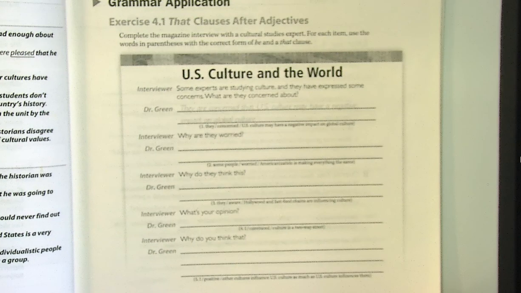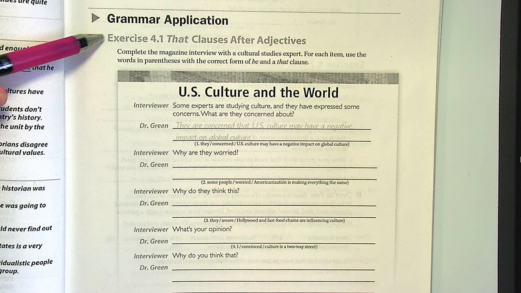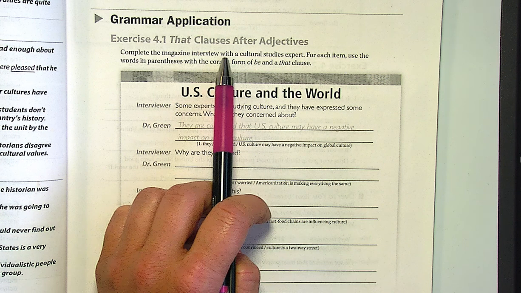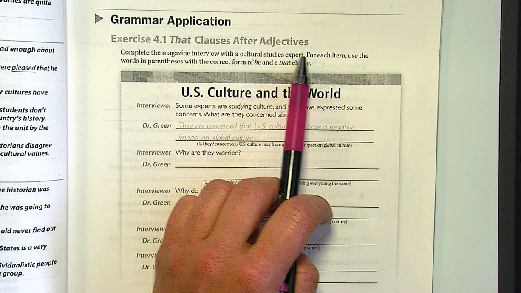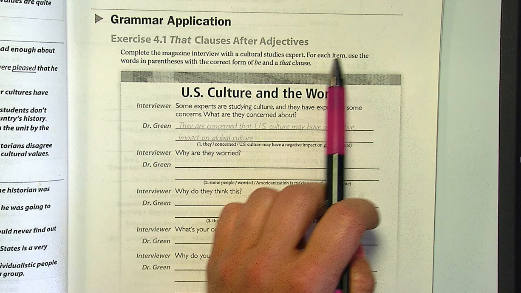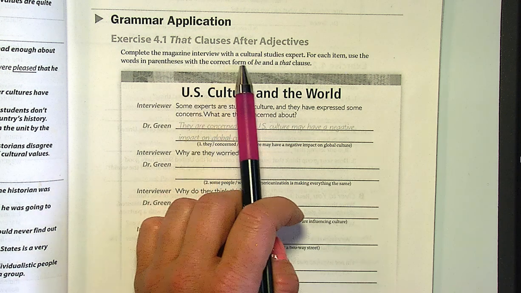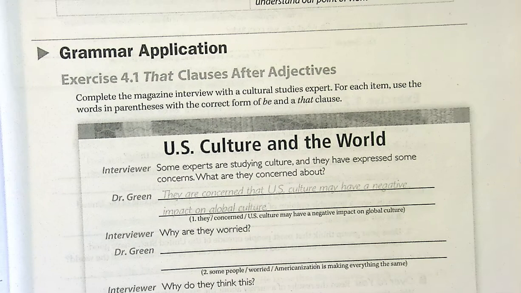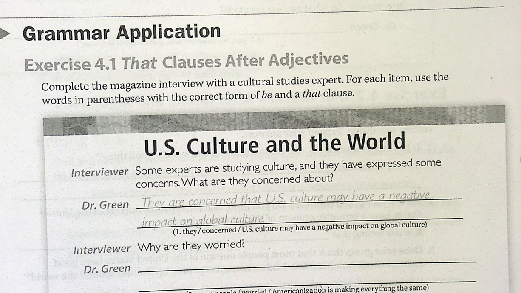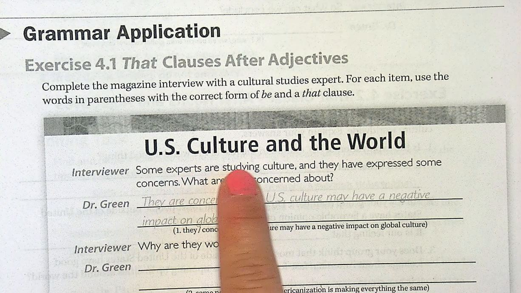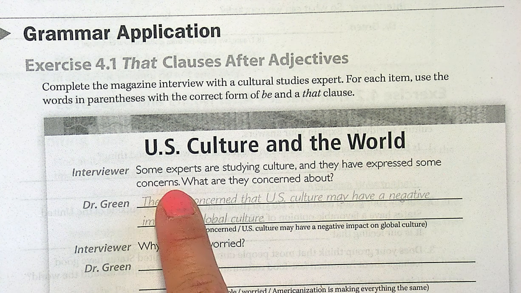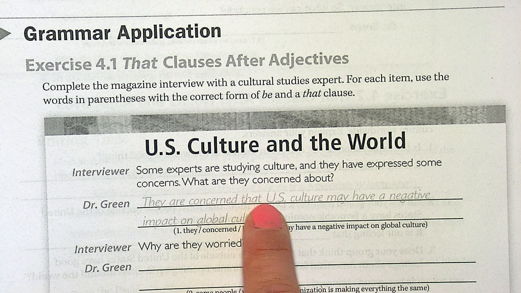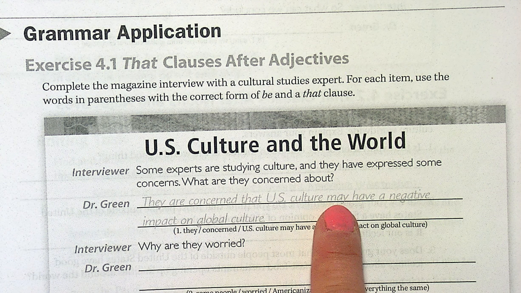For your home practice, I would like you to complete exercise 4.1, that clauses after adjectives. It says, complete the magazine interview with a cultural studies expert. For each item, use the words in parentheses with the correct form of be and that. Let's take a look at the example. This interview is about U.S. culture and the world. The interviewer asks, some experts are studying culture, and they have expressed some concerns. What are they concerned about? They are concerned that U.S. culture may have a negative impact on global culture.